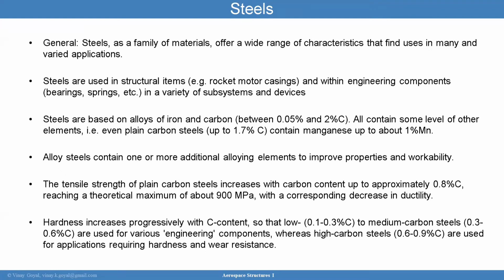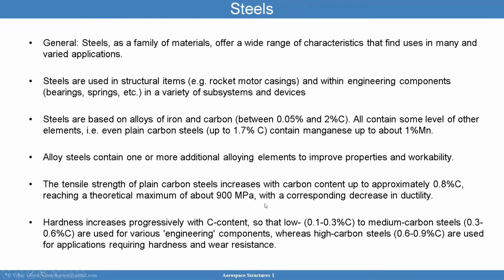Steels are based on alloys of iron and carbon, and all contain some level of other elements like manganese. Carbon steels are plain, while alloy steels contain one or more additional alloying elements to improve properties and workability. The tensile strength of plain carbon steels increases with carbon content up to 0.8%, and it reaches a maximum value of 900 megapascals. So keep in mind that tensile strength can be improved and is directly related to carbon content.